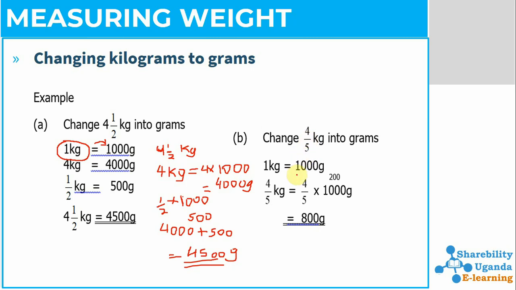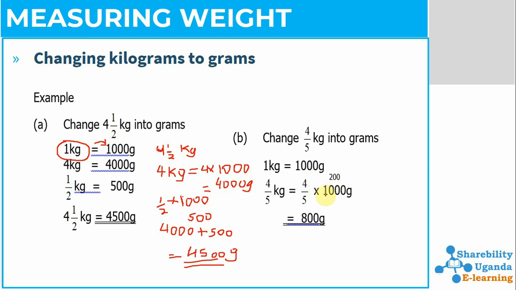So when you are changing this, you should multiply the kilograms which are given times 1,000. You can also have a look at this. They are saying change 4 out of 5 kg into grams. As we earlier stated, 1 kilogram is equal to 1,000 grams. So that means 4 out of 5 kilogram is the same as 4 out of 5 times 1,000.